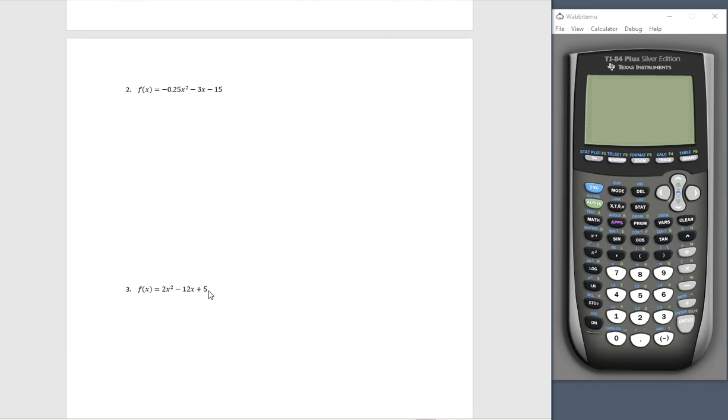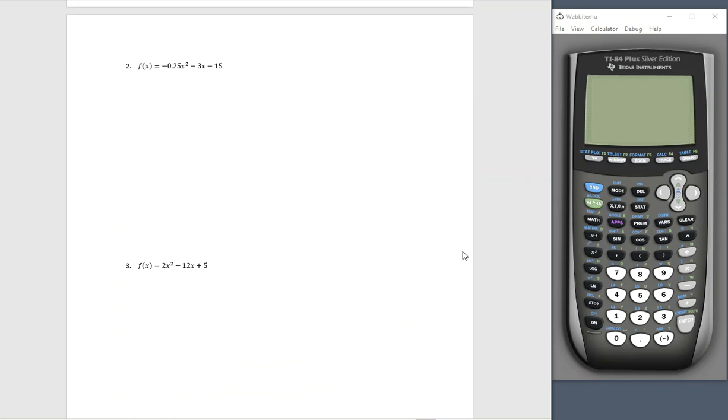I do have one normal one here, so we'll use that one normal one, and we'll actually solve it completely. Okay, so we're given f of x equals negative 0.25x squared minus 3x minus 15. A is negative 0.25, so I know the graph opens down. A value is negative, graph opens down. B equals negative 3, C equals negative 15.